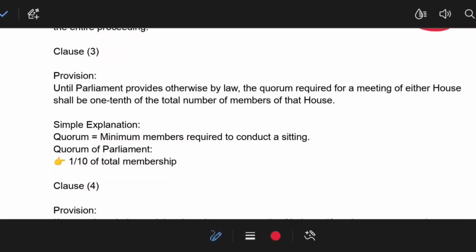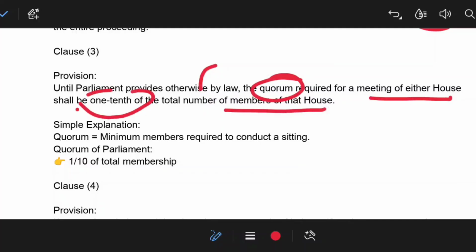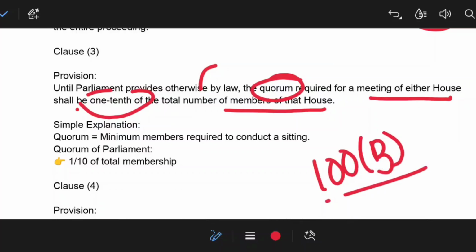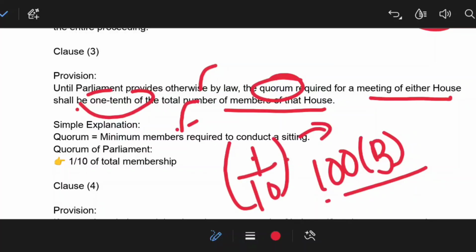Clause 3. Until Parliament provides otherwise by law, the quorum required for a meeting of either house shall be 1/10 of the total members of that house. So it is about 100 clause 3. The minimum number of MPs required to start the discussion or to carry out the business of the house is 1 by 10th, and this is the quorum. And if the speaker or the presiding officer thinks that the quorum is not complete, then they can adjourn the session.